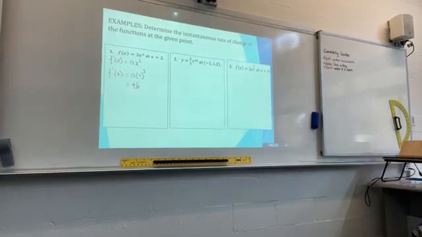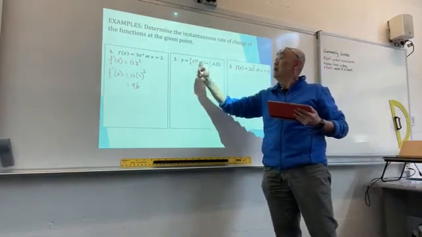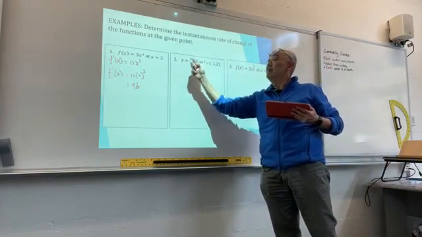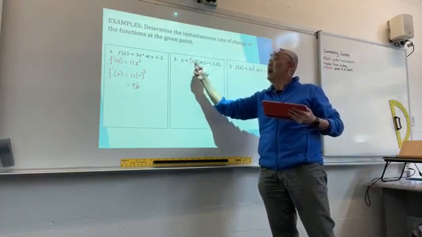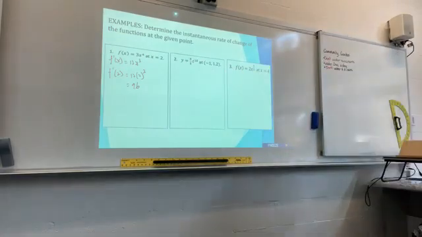Now make sure that you use the correct notation. This is differentiate. The first derivative is actually dy/dt, not dy/dx, because y is now in terms of t.